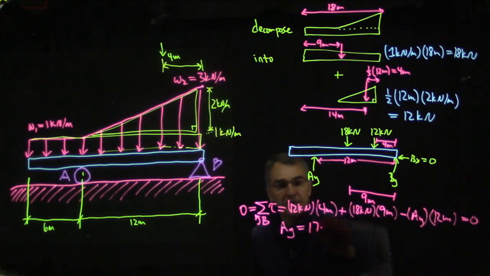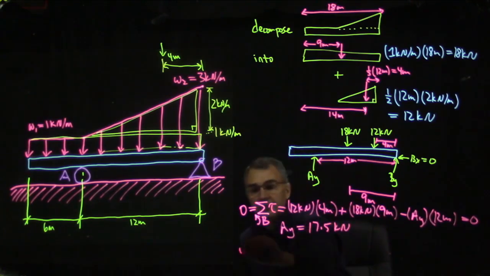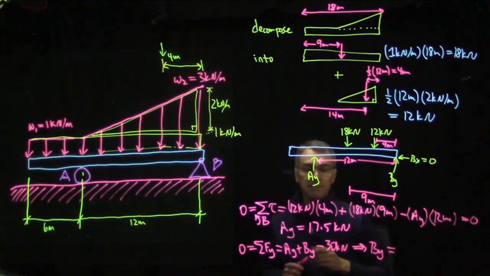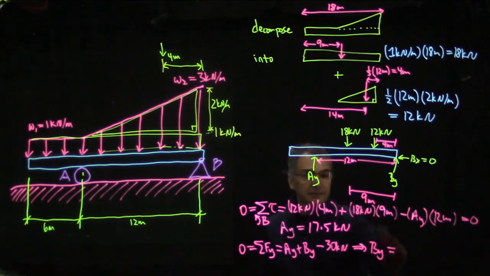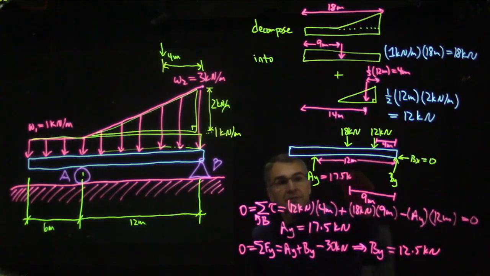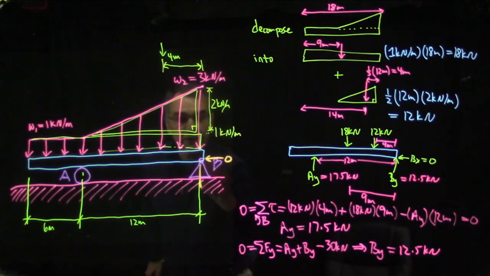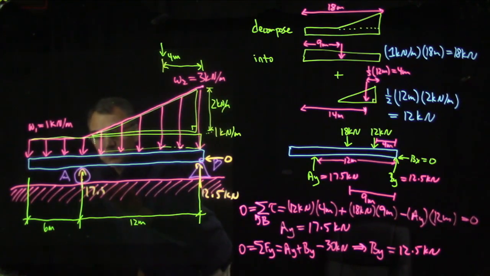which equals 17.5 kilonewtons. And then we know 0 is the sum of forces in Y acting on the beam, which is AY plus BY minus 18 plus 12, which is 30 kilonewtons. So the two numbers have to add up to 30, and one of them is 17.5. That gives us BY equals 30 minus 17.5, which is 12.5. So this equals 17.5 kilonewtons, and this equals 12.5 kilonewtons. And I guess if we were going to draw it over here, we could say this is 0, this is 12.5 kilonewtons, and this is 17.5 kilonewtons.